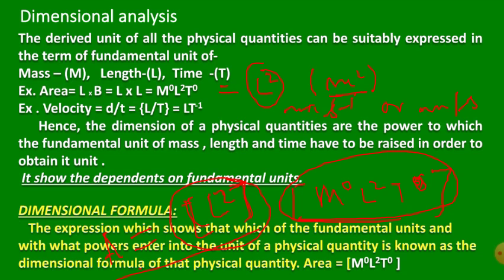So let me define it again. Dimensional equation: the equation obtained by equating the symbol of a physical quantity with its dimensional formula is known as the dimensional equation. So here it is also given as dimensional equation. Area A is equal to M to the power 0, L to the power 2, T to the power 0 within the square bracket, and this will be the dimensional equation.